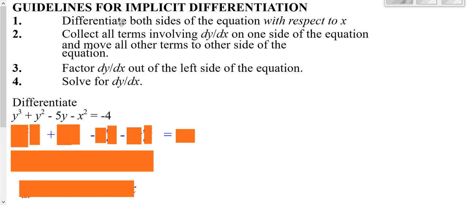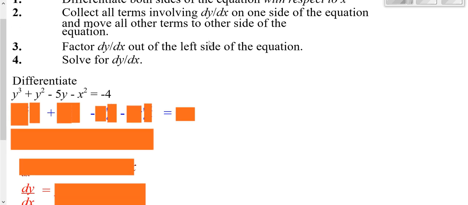So basically with differentiation, you differentiate both sides with respect to x. Then you want to try to get all your dy over dx's on one side of the equation. Anything that doesn't have a dy over dx hanging out with it, you get to the other side. And then you can factor out your dy over dx and then get dy over dx totally by itself.